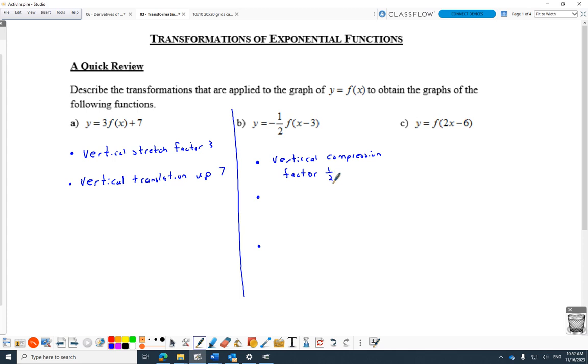What about that negative out front? Reflection on the x-axis. Thank you, Reese. Vertical reflection in the x-axis. That is the y values switch from positive to negative or from negative to positive. And then finally the one inside, Ben.